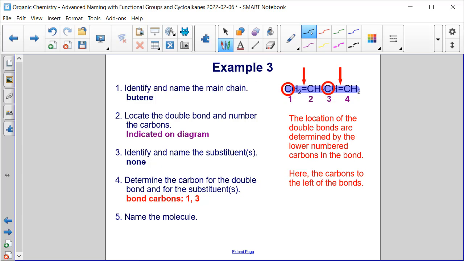Finally, we need to write the name of this molecule. So because there are no substituent groups, we can simply start with the carbons for the double bond. So 1, 3. So we would say butene, but because there are 2 double bonds, we say butadiene. So this di here, the prefix for 2 to tell us that there are 2 double bonds. One on carbon 1 and one on carbon 3. 1,3-butadiene.